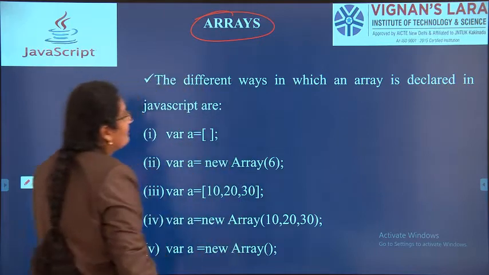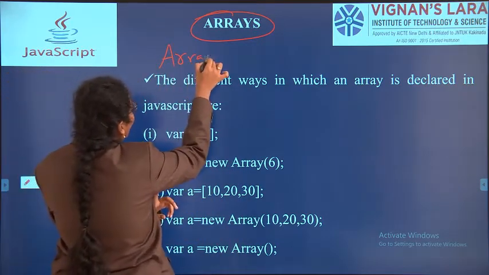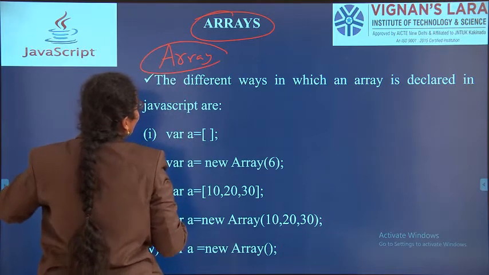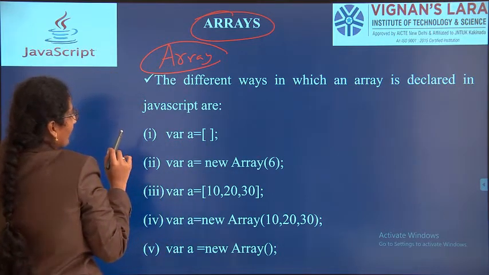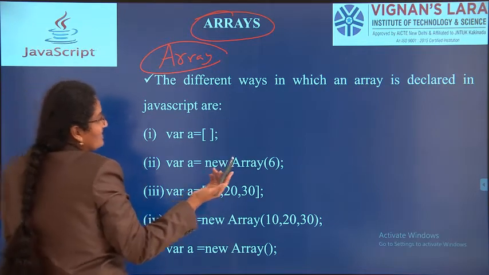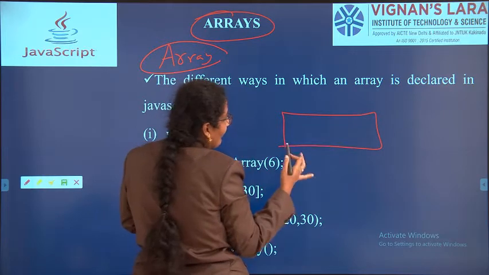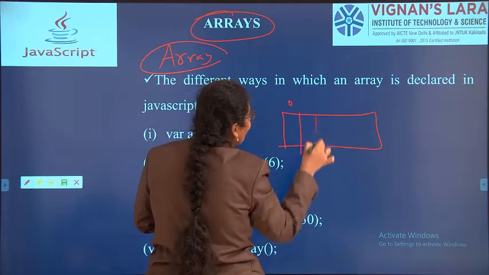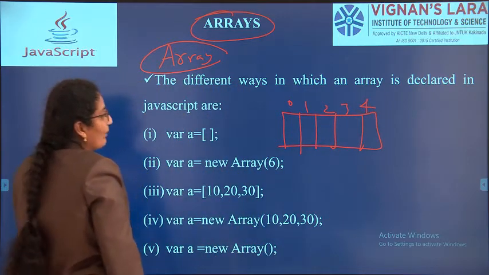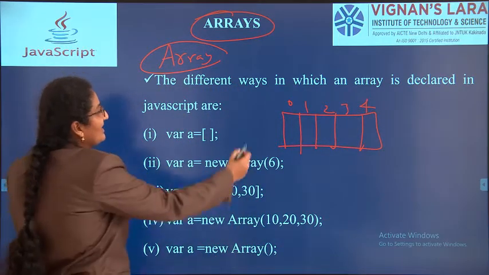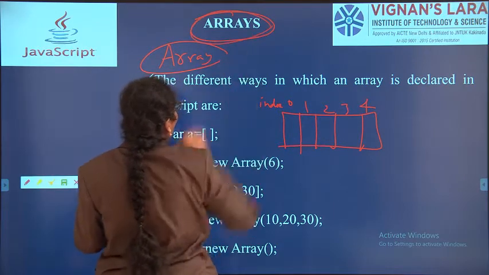Arrays are our next topic. You already know what an array is, right? Because you know C programming, you know Java, you know Python, everything. When you know that many programming languages, you obviously know what an array is. An array is for storing similar type of data elements, which starts from index 0. Very simple. In the same way, in JavaScript also we have arrays.